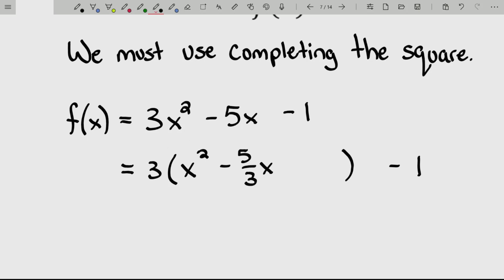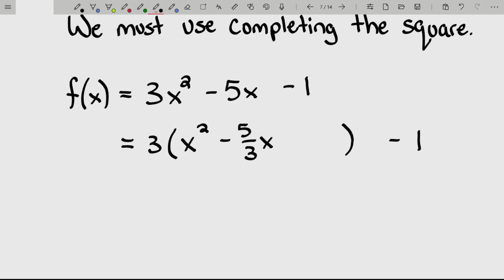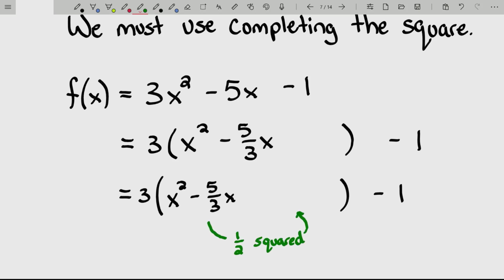The next thing you need to do, and notice I've left a little bit of space in there, is add to the inside of this parentheses, and I'm going to write this in green, 1/2 of that negative 5/3 squared. I'm going to write it kind of slowly here. So I'm going to add 1/2 of that negative 5/3 squared. Now notice that green ink was not there. So I'm actually adding something to this function that wasn't originally there.